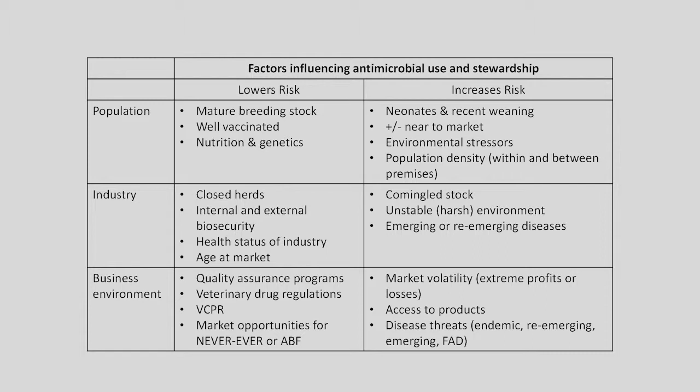We also have to take in industry factors when we decide whether we're using antimicrobials. So is the herd closed? Are we allowed to bring in new animals, or do we only have internal reproduction and bring in semen in order to get reproduction going on? What is the health status of the industry, and what's the age at market? All of those things affect our need for the use of antimicrobials.